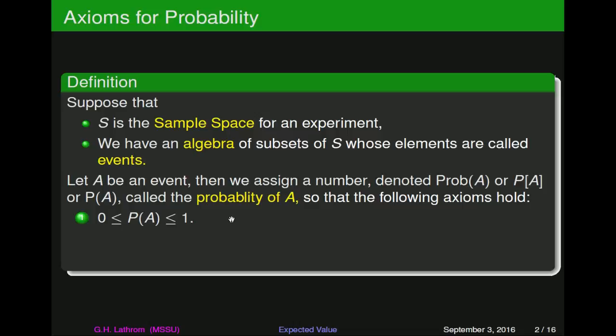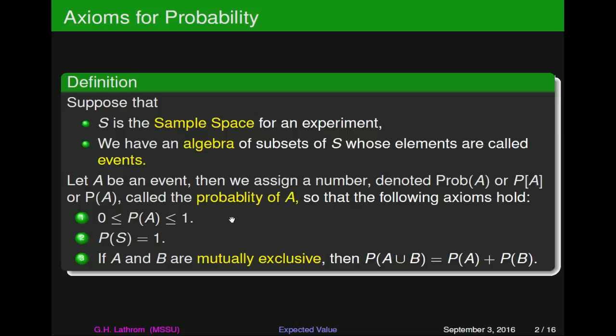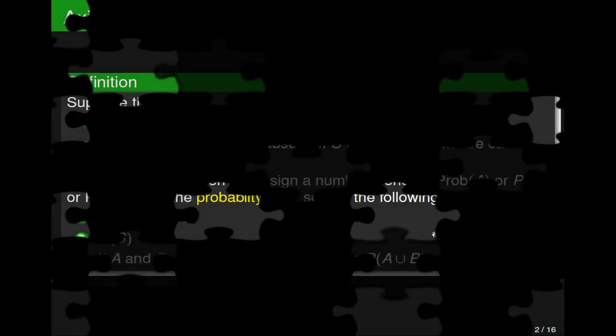The first is that for any event A, our probability will always be between 0 and 1 inclusive. The second one is that the probability of our entire sample space has to be 1. And thirdly, if A and B are mutually exclusive events, so they both can't occur simultaneously, then the probability that A happens or B happens is equal to the probability of A plus the probability of B.